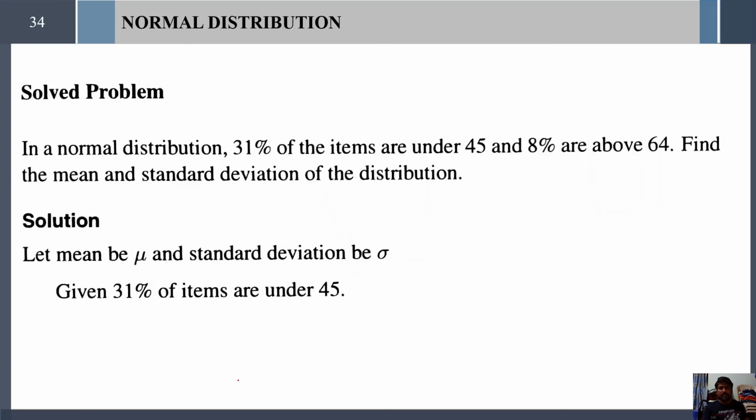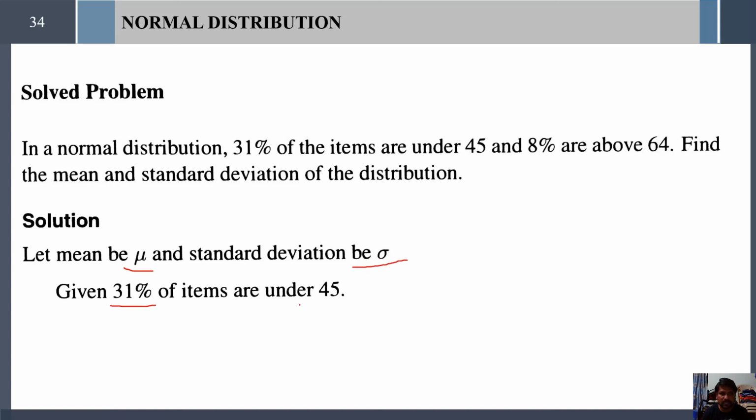Okay, and we shall see another problem. This problem is also very important. In a normal distribution, 31% of the items are under 45 and 8% are above 64. Find the mean and the standard deviation of the distribution. For this problem, we have to calculate mean and standard deviation. Let the mean be, as usual, mu and the standard deviation be sigma.